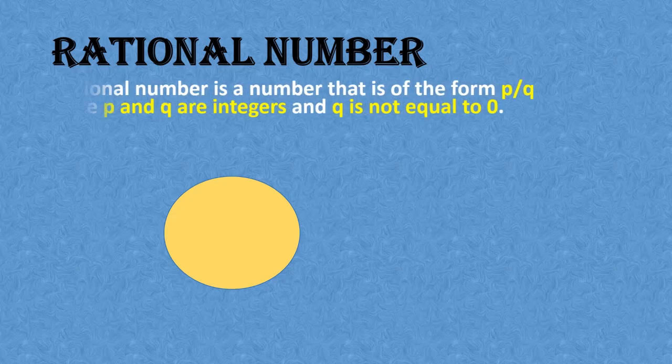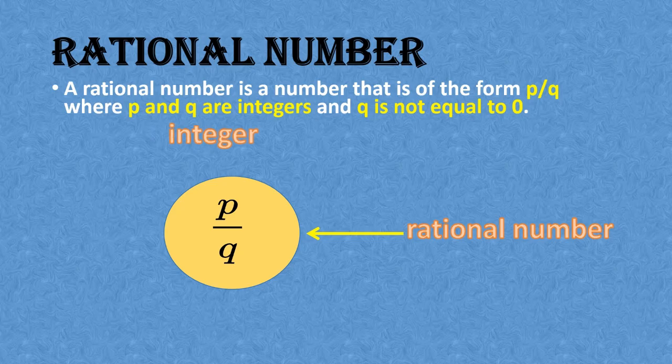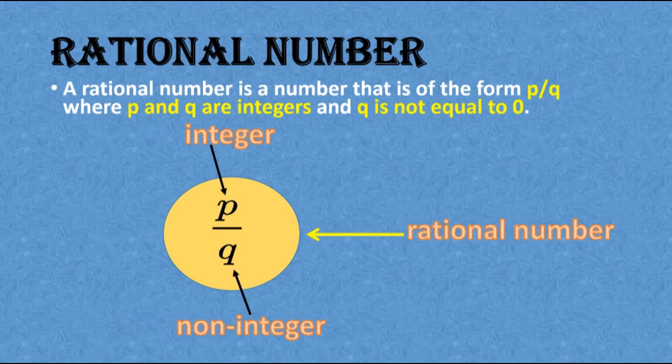Rational number. A rational number is a number that is of the form p/q, where p and q are integers and q is not equal to 0.